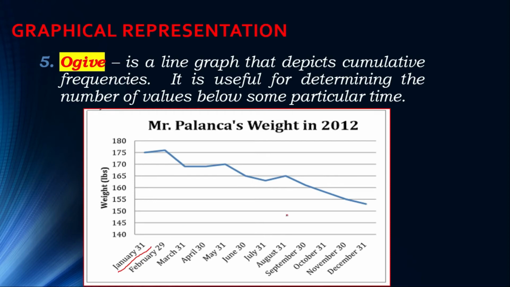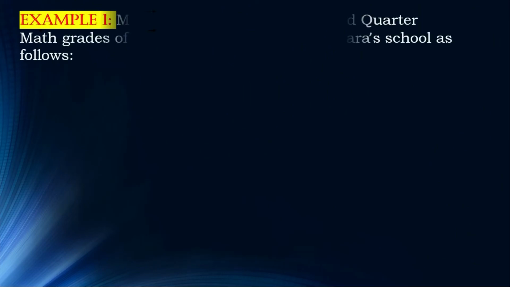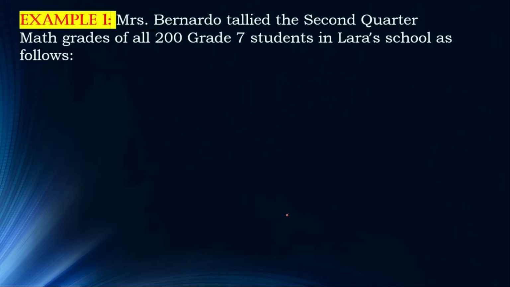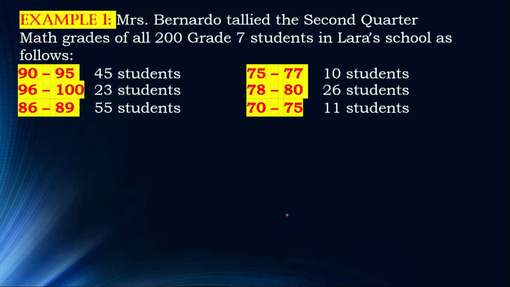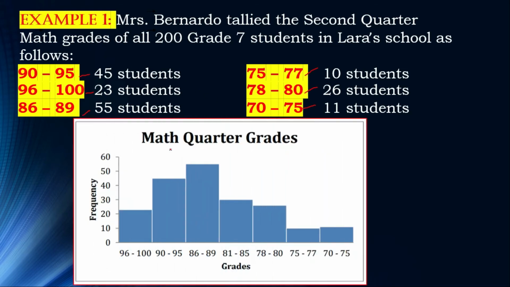Okay? So, magbigay tayo ng halimbawa, no, para mas lalong maintindihan. Okay. Mrs. Bernardo tallied the second quarter math grades of all 200 grade 7 students in Lara's school as follows. So, meron tayo ditong mga class intervals. Ano na ipapansin nyo? Class intervals yung ating given na data. At ano yung appropriate graph na gagamitin natin dito? Ano ba ang dapat gamitin? Since yung ating data ay class interval, ang gagamitin natin ay histogram.